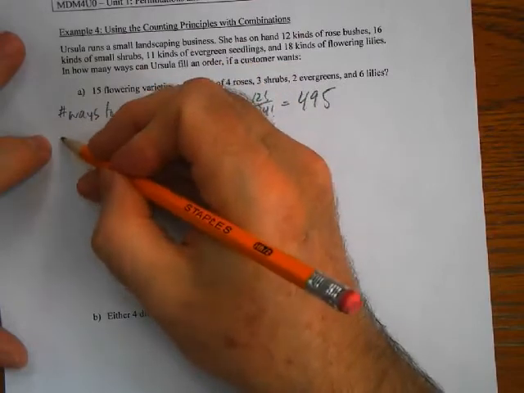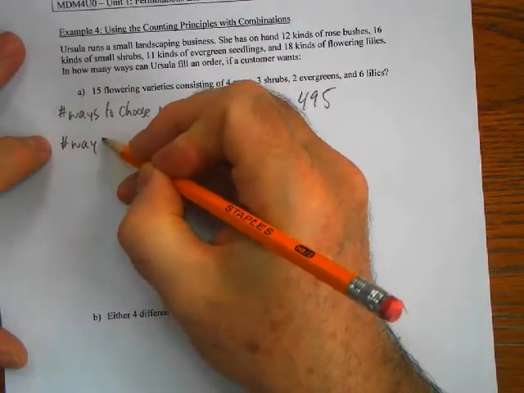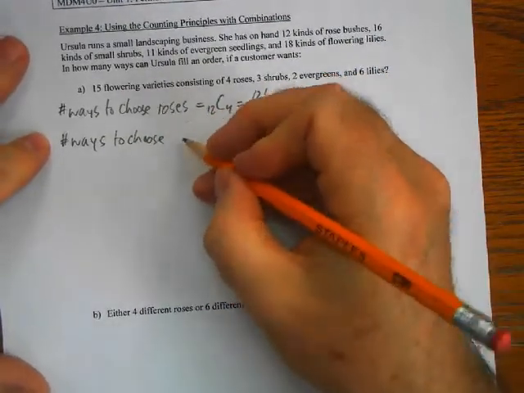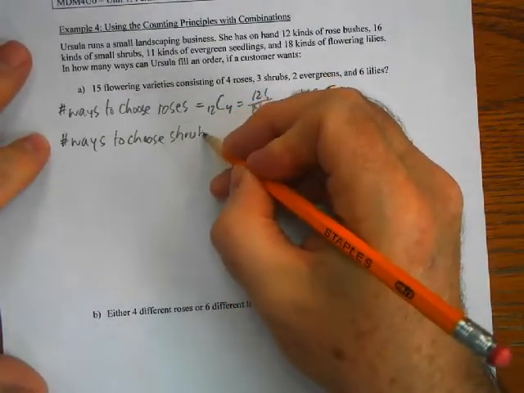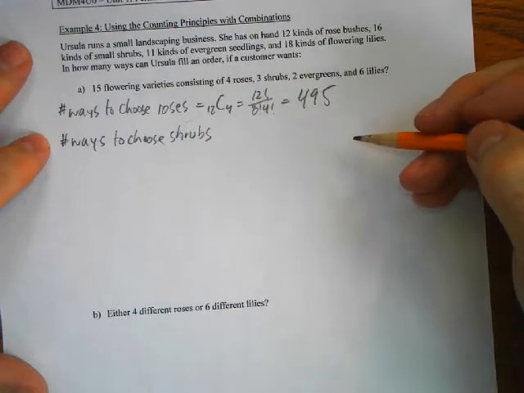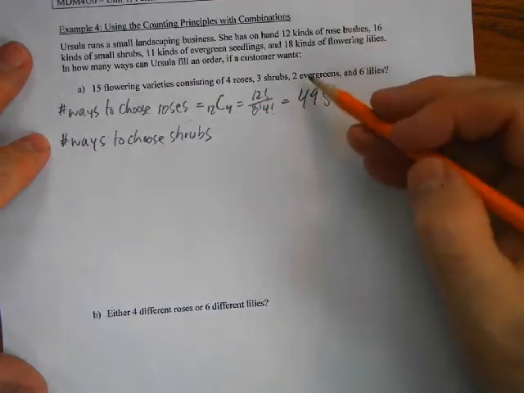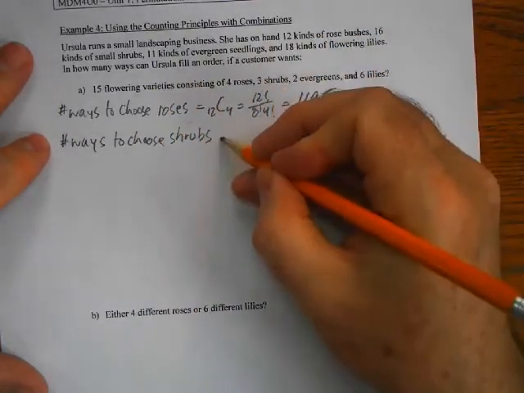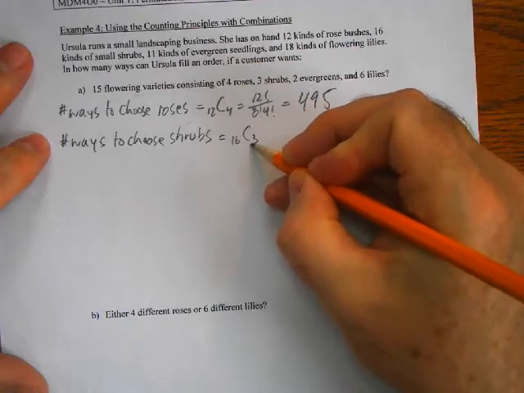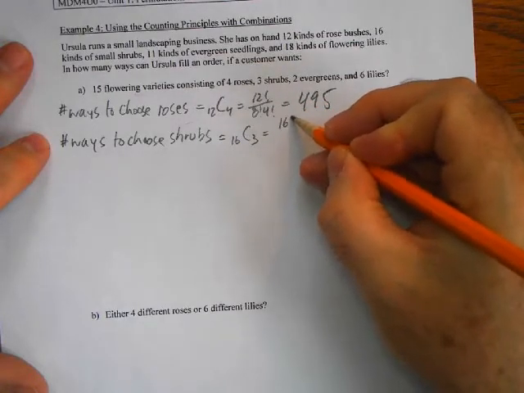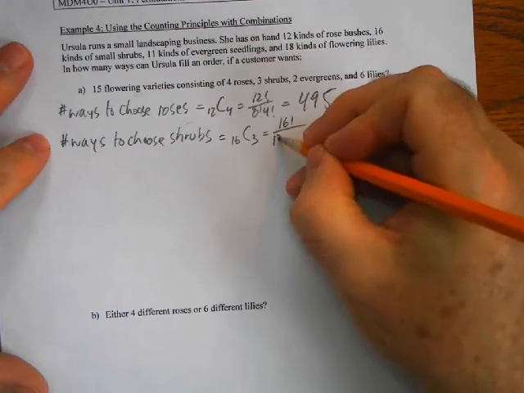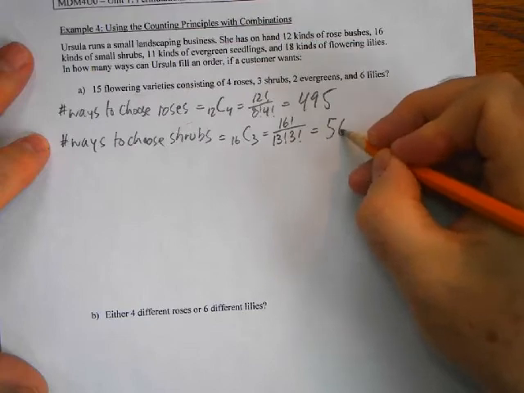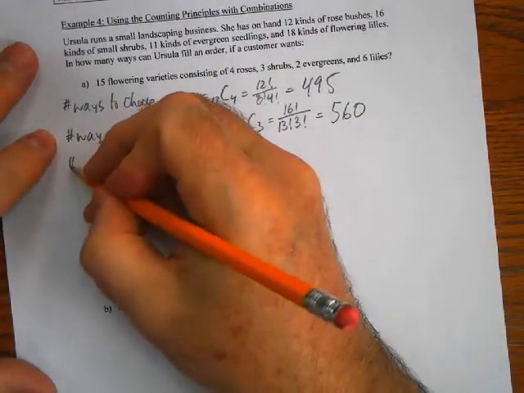How about the shrubs? Number of ways to choose the shrubs. Again, these calculations are totally independent of each other at this point. So we've got 16 kinds of shrubs, and we want to choose 3. So that's going to be equal to 16 choose 3. If you put that down on paper, 16 factorial over 13 factorial, 3 factorial, that works out to 560. All right, let's move to the next one.